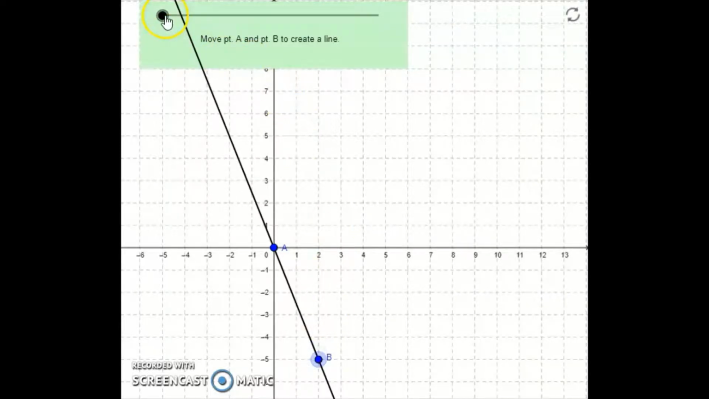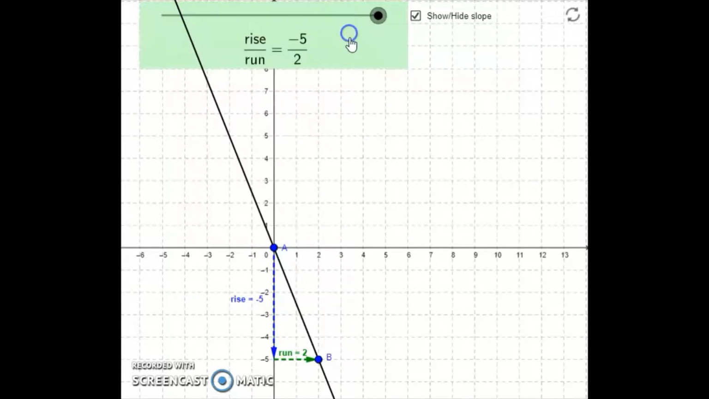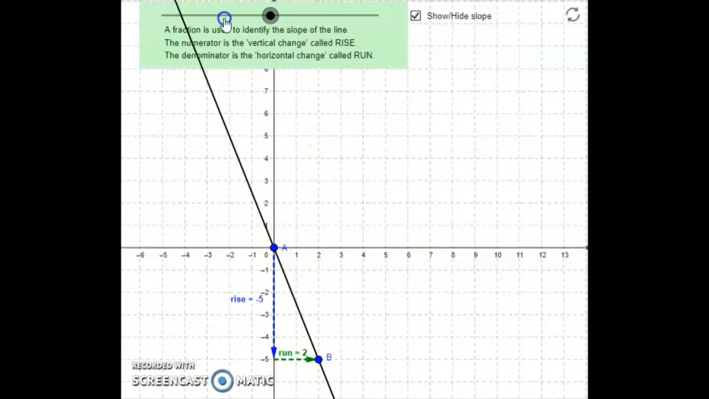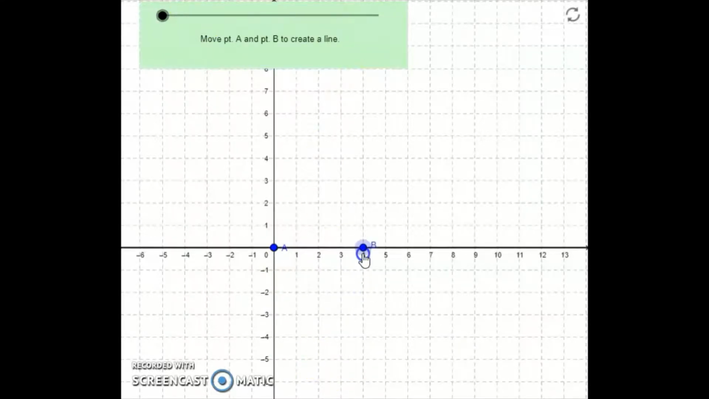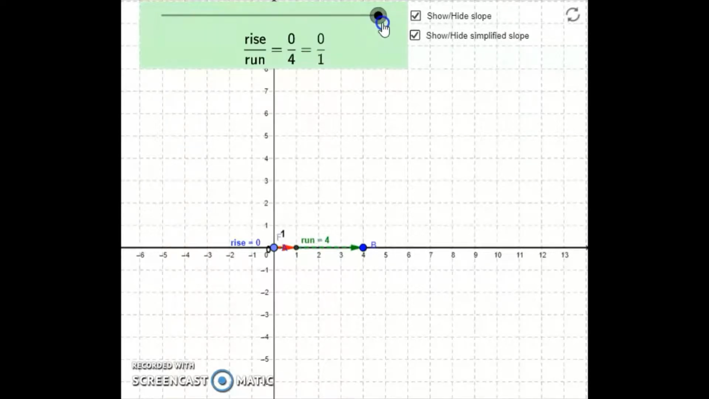Let's try that. 3, 2, 1. And here we have a rise of minus 5 and a run of 2. So our slope is minus 5 over 2, or minus 2.5. There's no simpler way of doing that really. And finally, this slope here, 3, 2, 1. A rise of 0 and a run of 4 gives me a slope of 0.